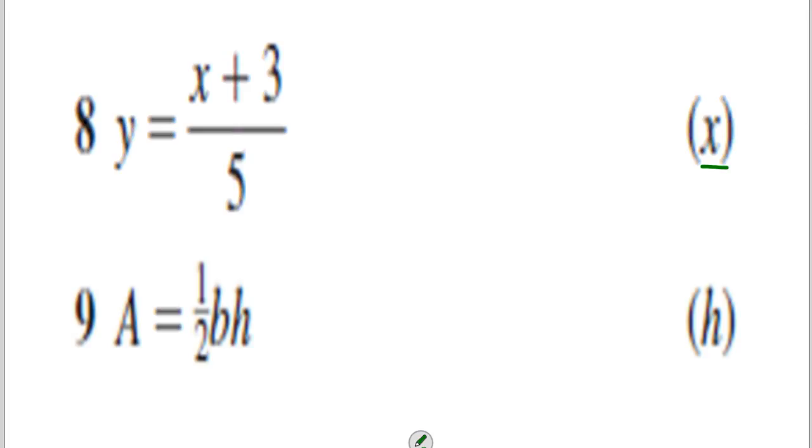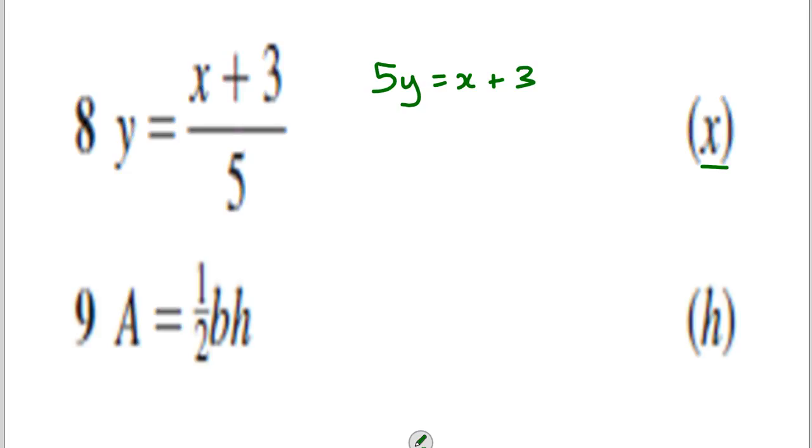So multiplying both sides by 5, do I write y times 5? That's correct, we don't do that. Instead, we use proper algebra notation and we go 5y equals x plus 3. 5y equals x plus 3.